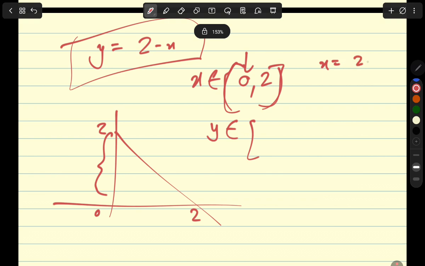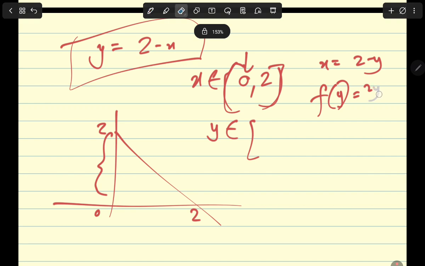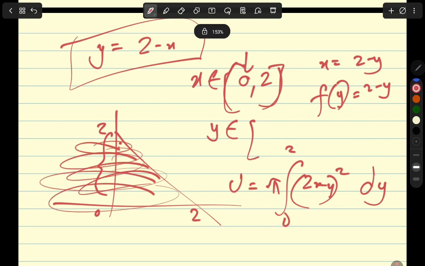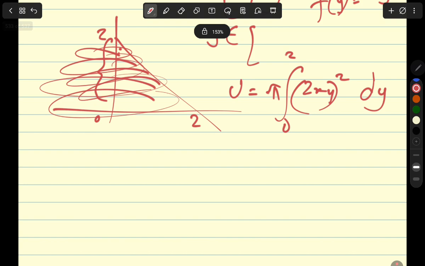So this becomes 2 minus y. So the function of y is 2 minus y. So now you're going to integrate 2 minus y whole squared, because now this 2 minus y is the radius, and you put a pi here and you do dy, and you put the limits 0 to 2, and this is going to give you the volume here, right? So this is how you're going to do it.